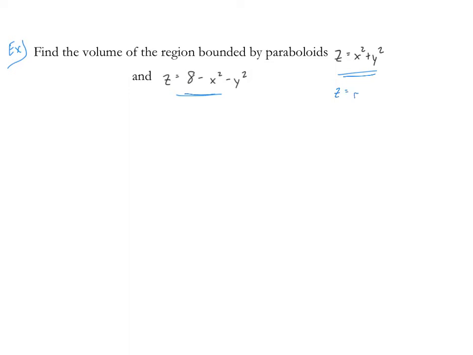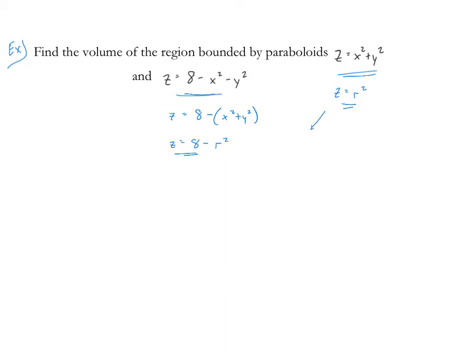I can rewrite my first paraboloid, x squared plus y squared equals r squared, and my second paraboloid, 8 minus x squared plus y squared, so factor out that negative, and then we have z equals 8 minus r squared. So there we have our two paraboloids in polar coordinates.